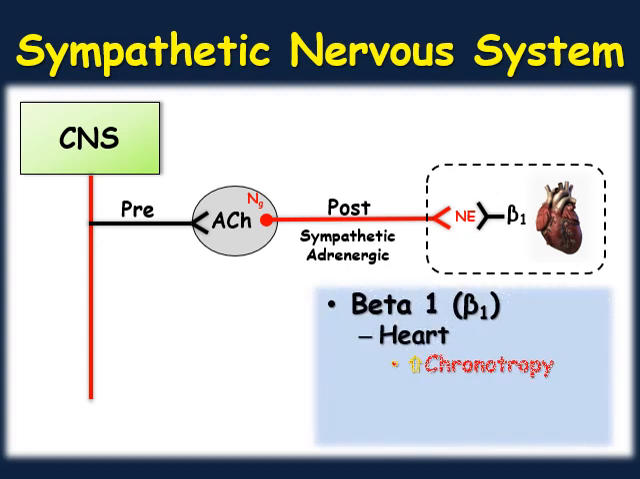And when that does, so beta 1's on your heart, when that does, we have an increase in chronotropy, an increase in dromotropy, and an increase in inotropy. And we're going to talk about what those are in just a second.